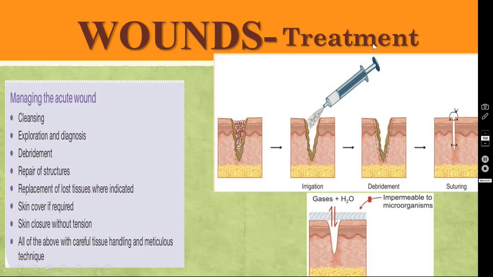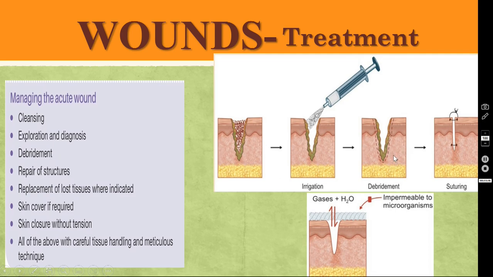So coming to the treatment of these wounds, you have to manage an acute wound. You have to clean the wound. Then you have to explore the wound and you have to confirm your diagnosis. If there is any devitalized tissue, you have to debride it. See, that is what they are doing. They are irrigating it. Then if there is any devitalized tissue like this, we have to do wound debridement.